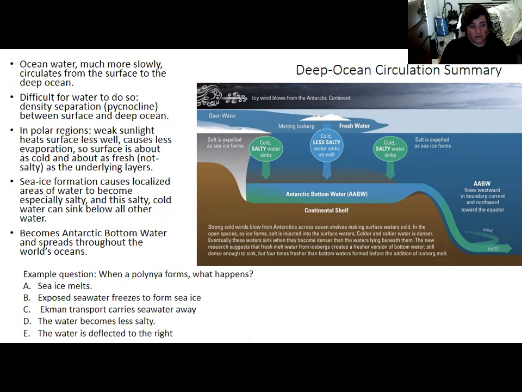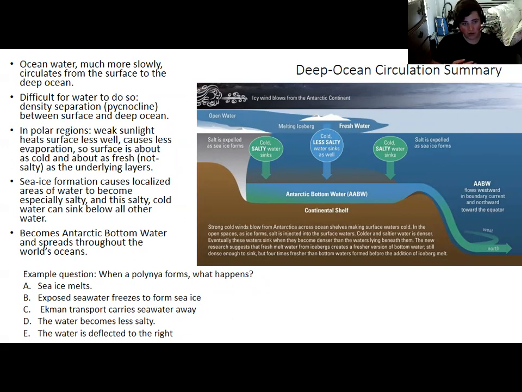In polar regions, the weak sunlight heats the surface not as well, and that causes less evaporation. And so the surface is about as cold as the underlying layers. It's also about as fresh as the underlying layers because there is less evaporation. At the equator, for example, evaporation removes water from the ocean and puts it in the atmosphere, and the salt doesn't go with that.